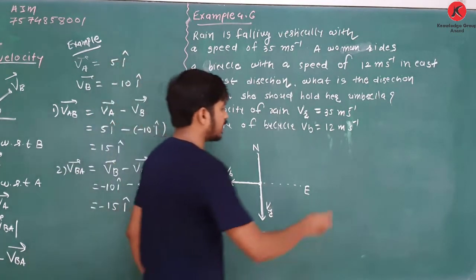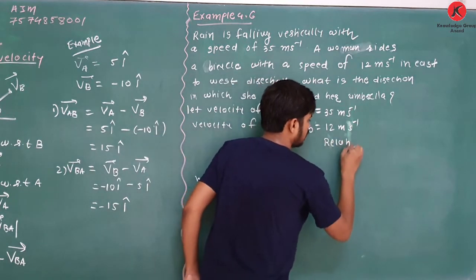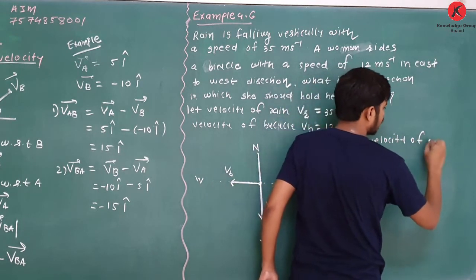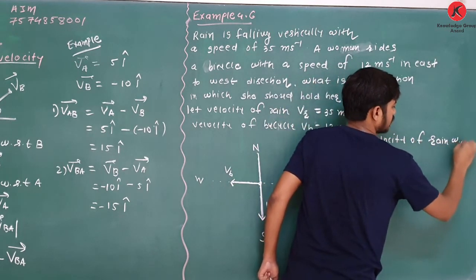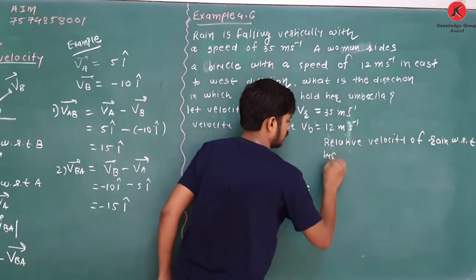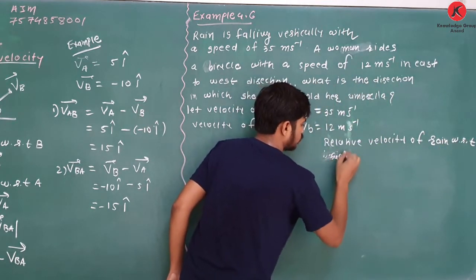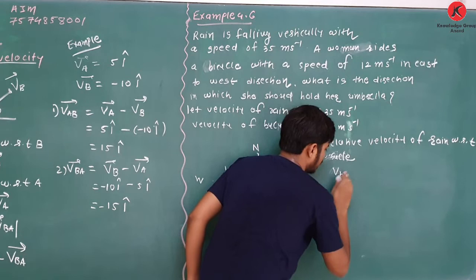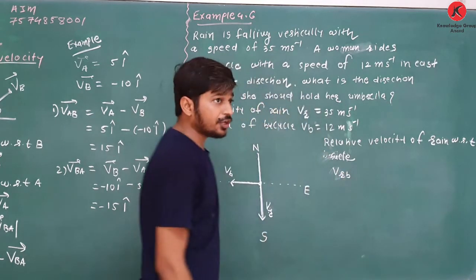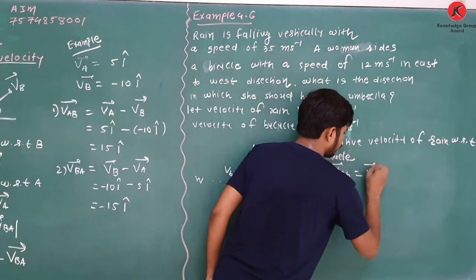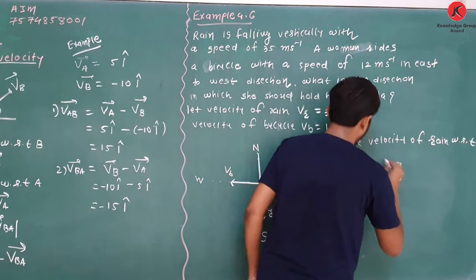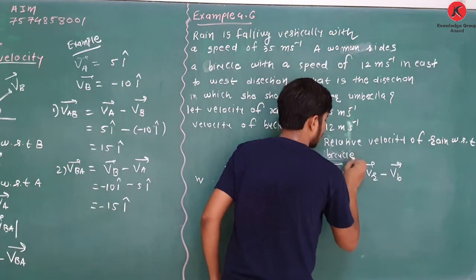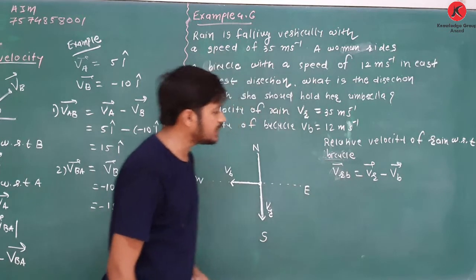So first of all, we have to find the relative velocity of rain with respect to the bicycle. How to find VRB? What is the equation of VRB? VRB means it is VR minus VB. VRB is equal to VR minus VB.